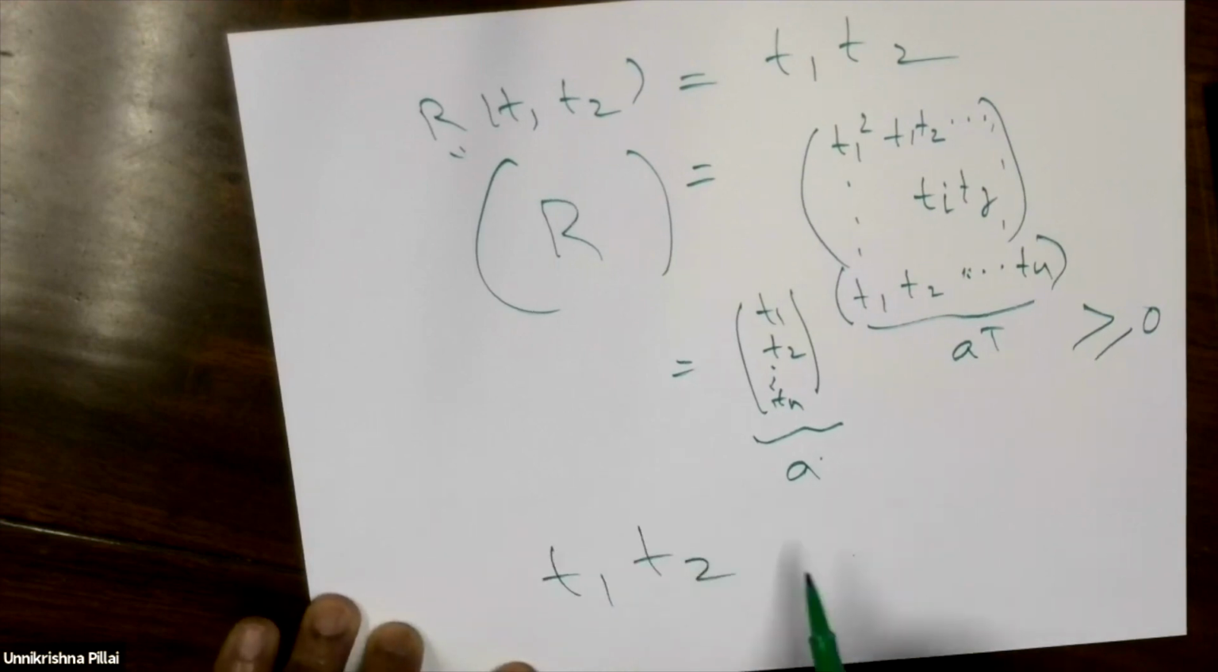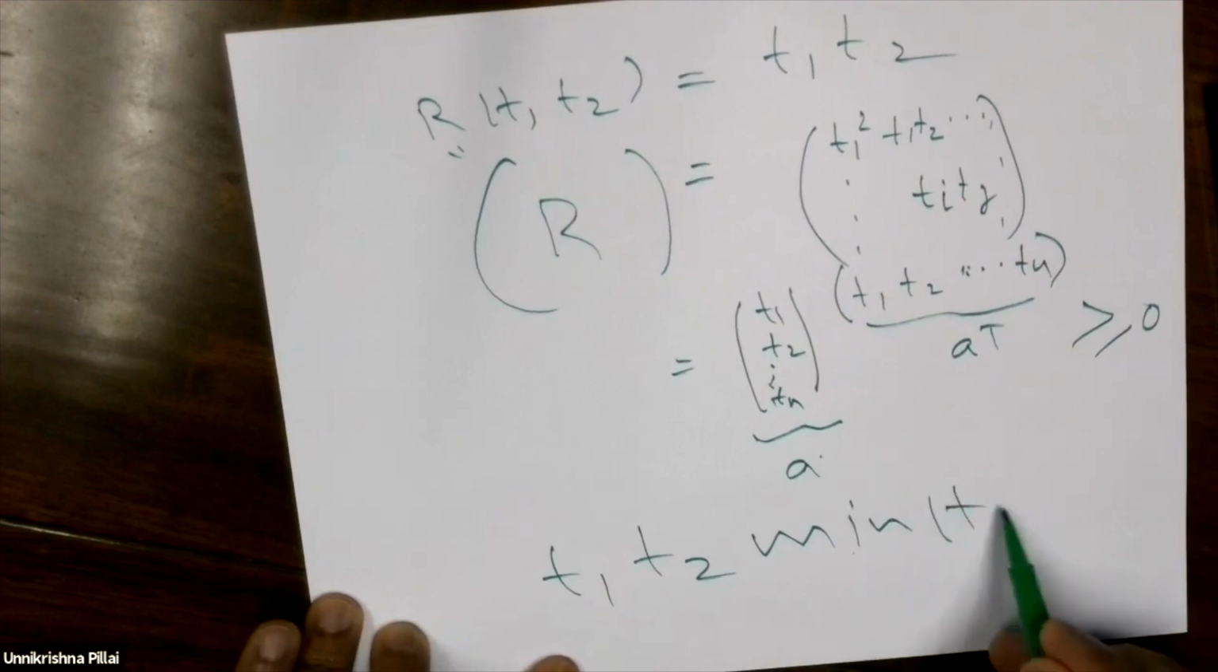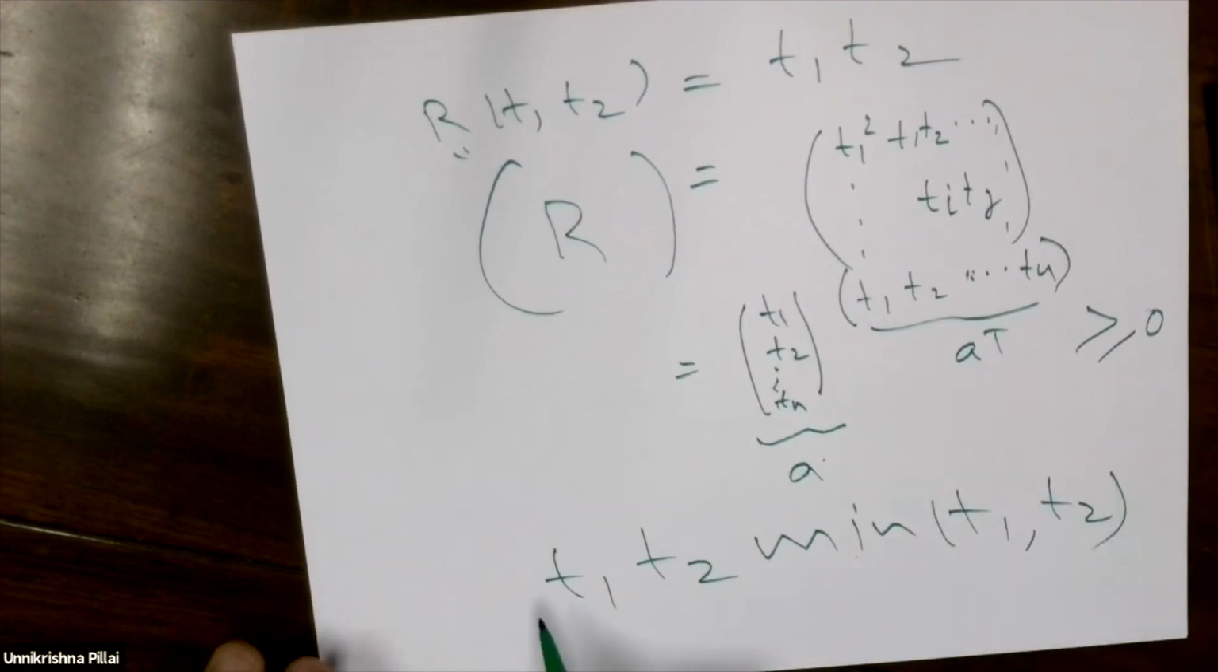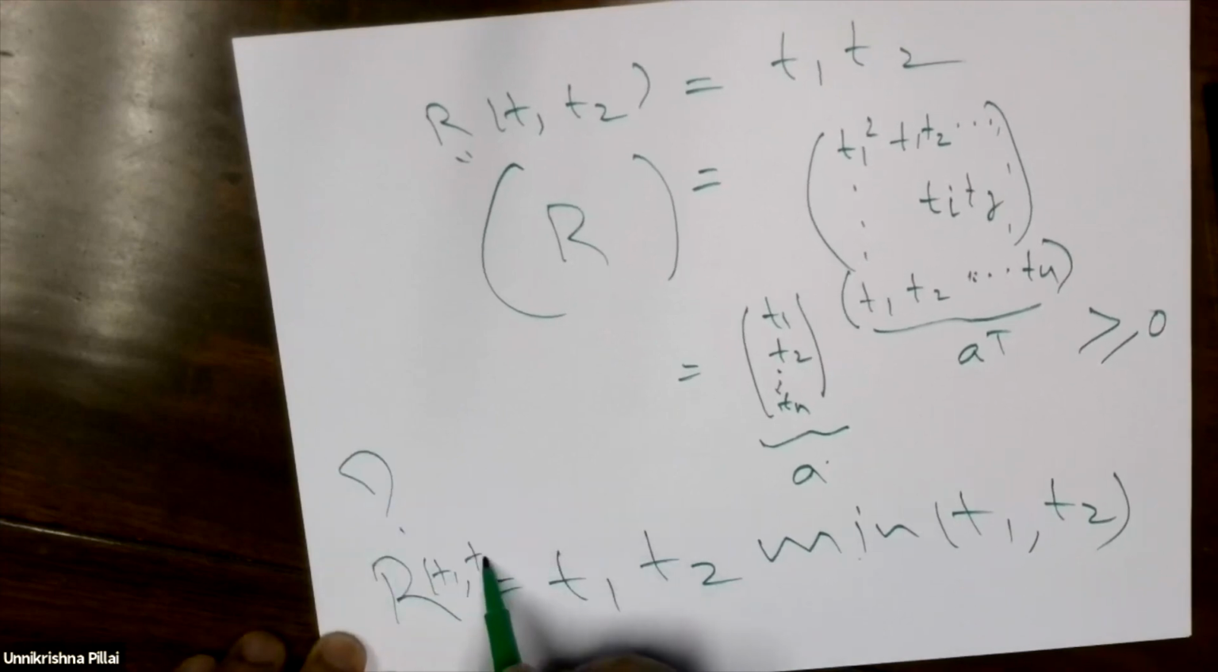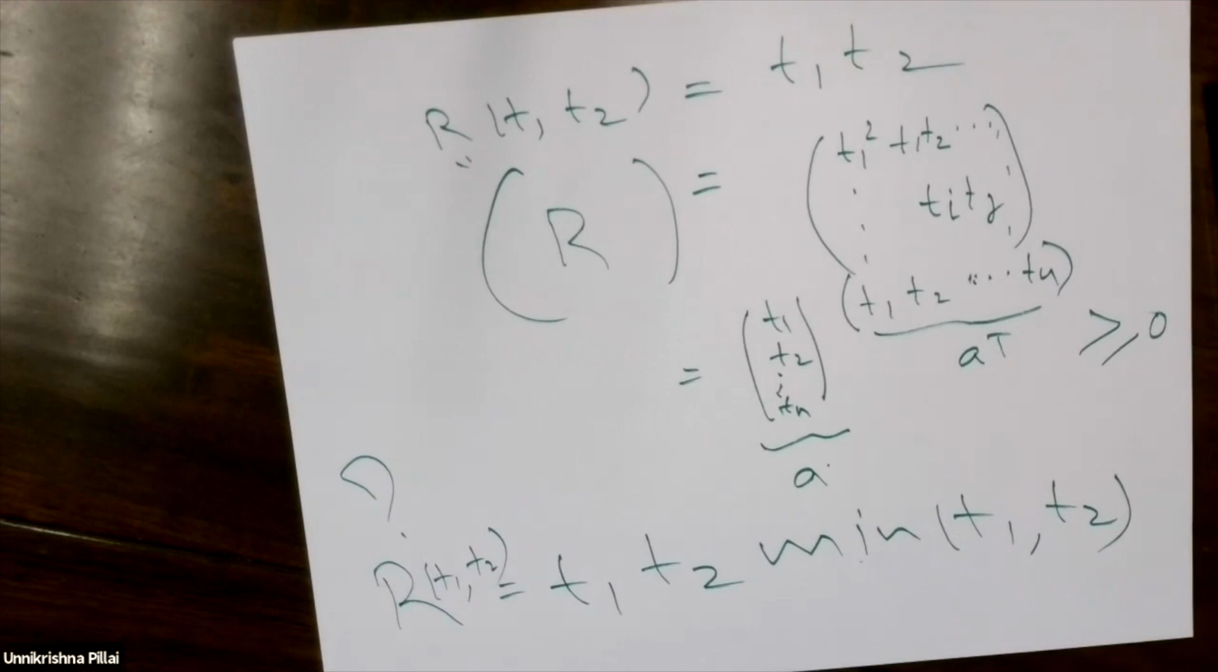All right, so what about this function? T1, T2 multiplied by minimum of T1, T2. Is this an autocorrelation function? Anybody? I am asking you, is this an autocorrelation function? Yes or no? Anyone in class? Yes. Why? Why is this an autocorrelation function?